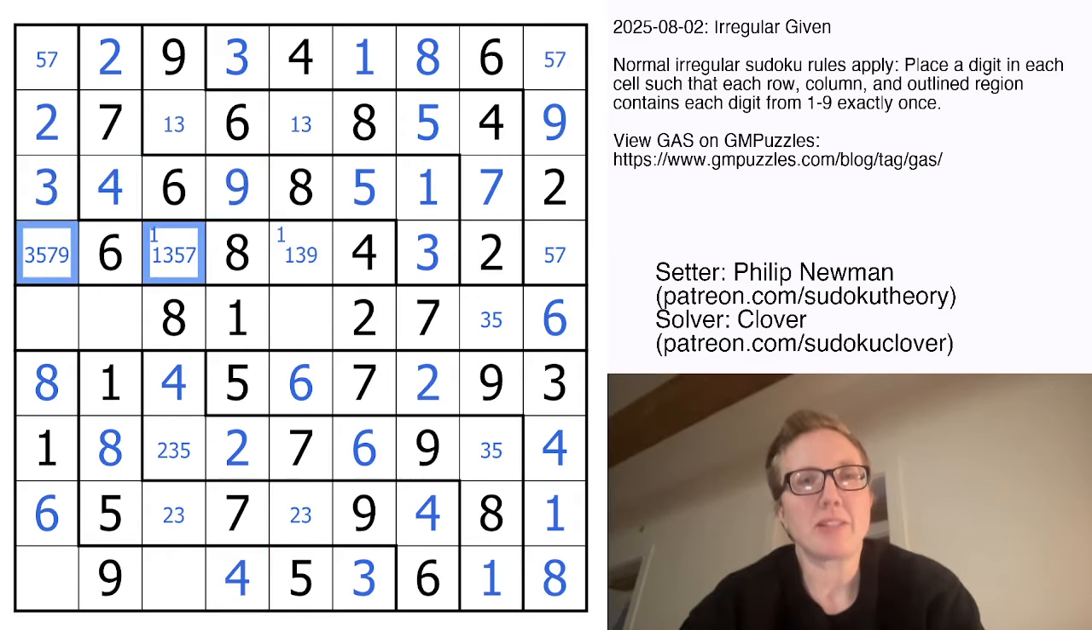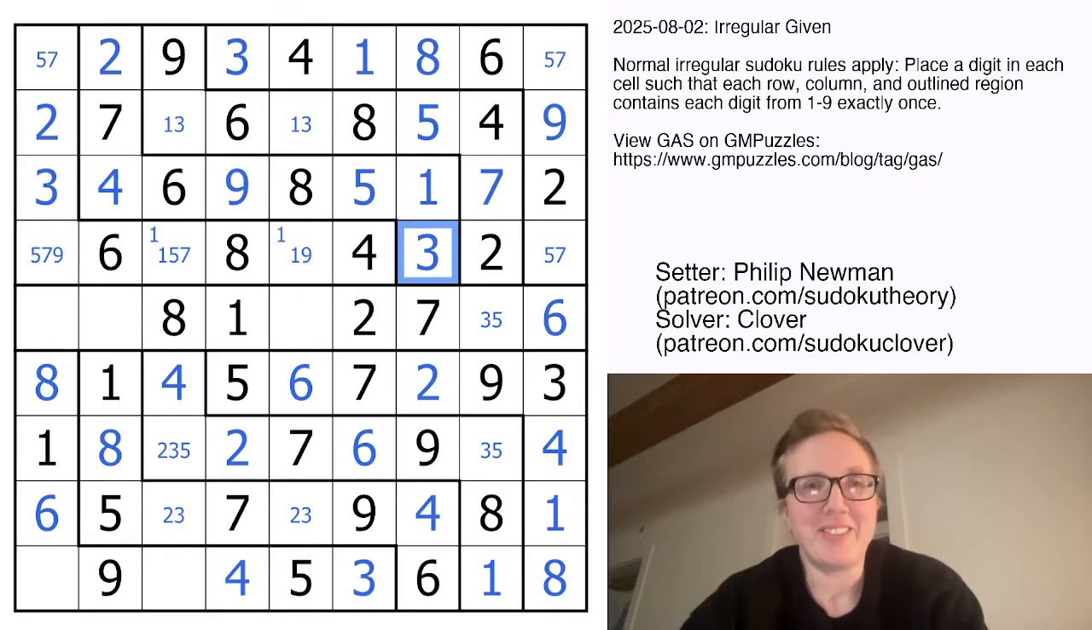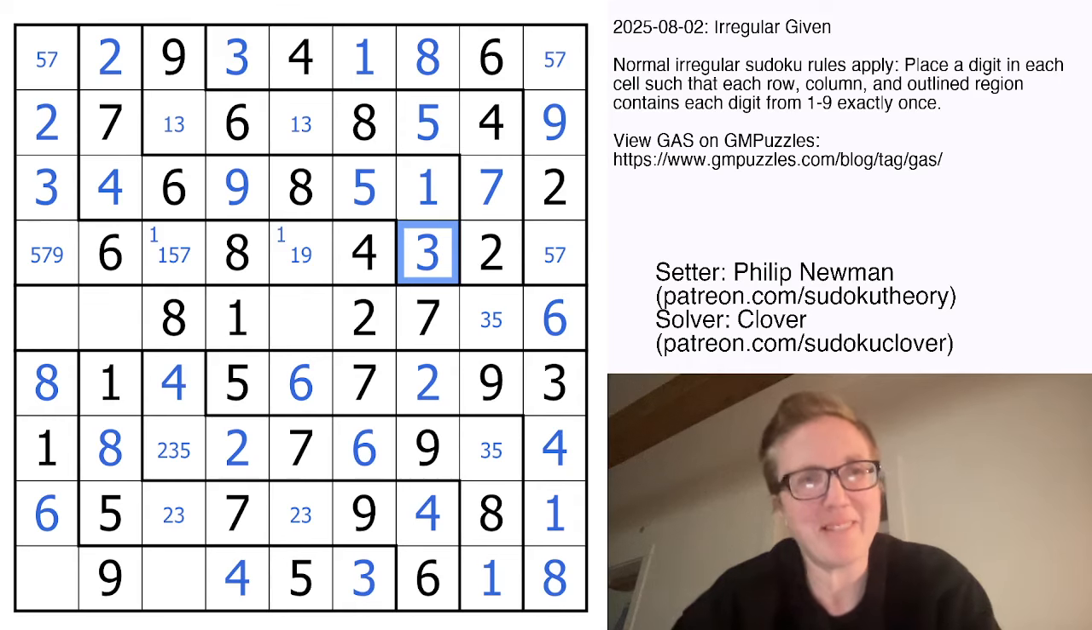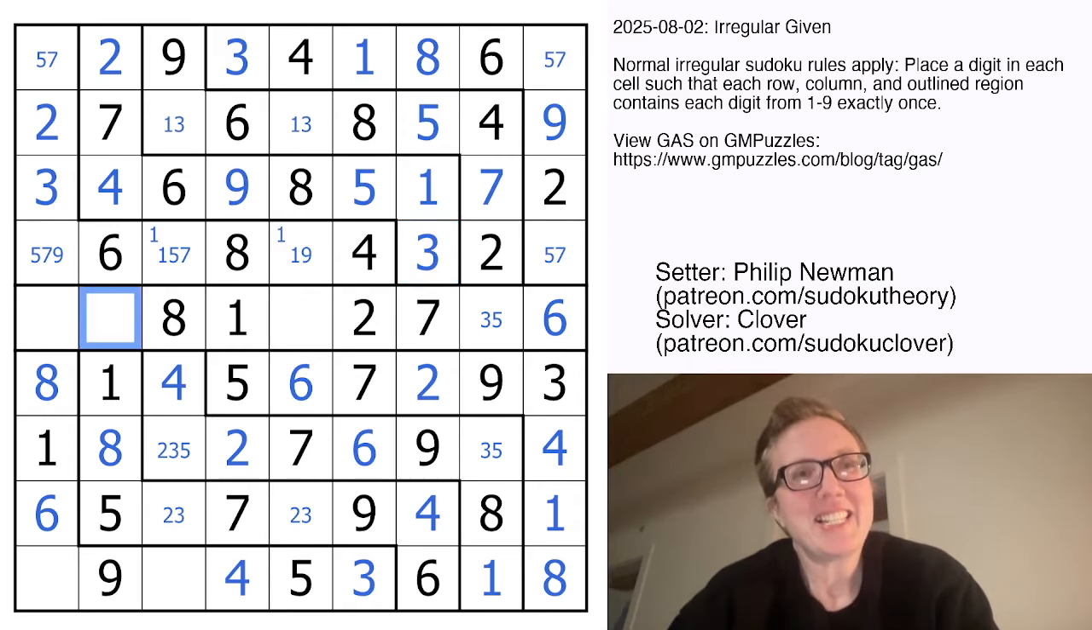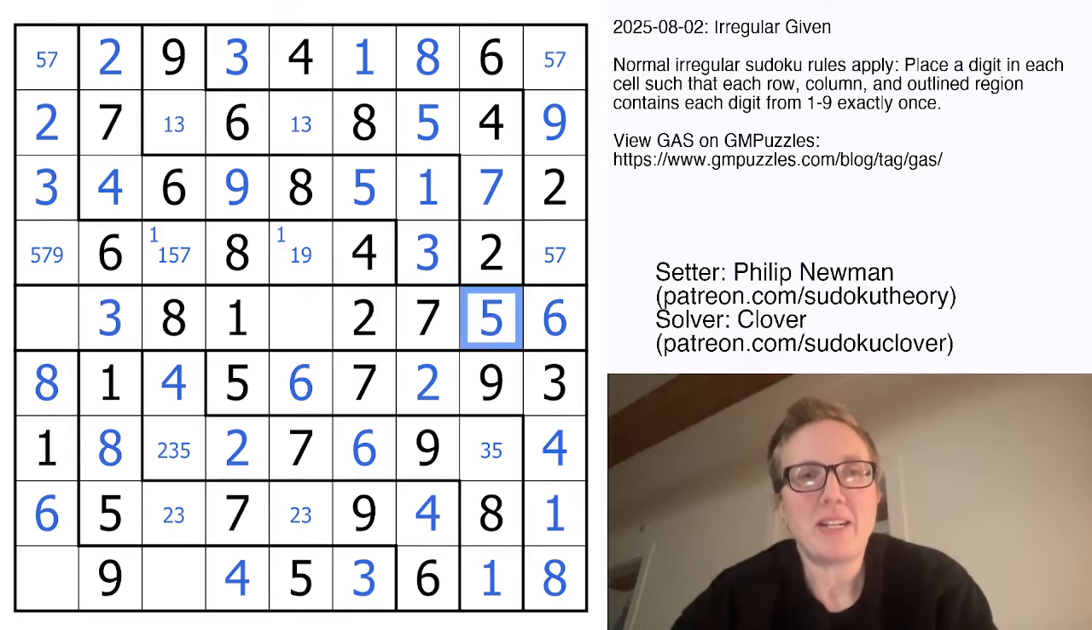I can now eliminate 3 from these cells. In fact, I could have done that all along, because there is now a 3 right there. This cell is the only remaining one in this column. It's going to be a 3. That makes this a 5 and a 3. This is the only remaining cell in its row. That's going to be a 5. So I can eliminate 5 from right here.